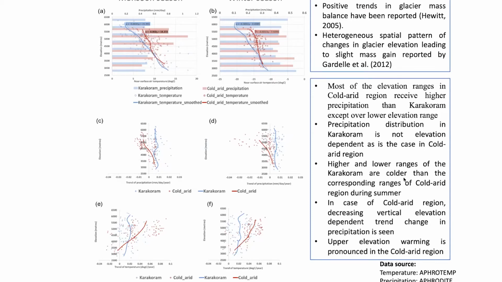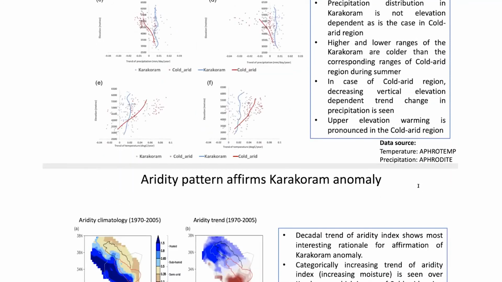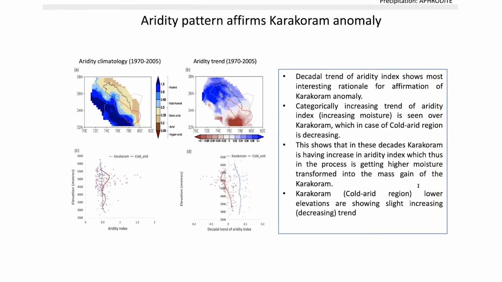And in case of Ladakh in particular, in lower elevation, we find that this is the case. And here the aridity pattern affirms the Karakoram anomaly. If you look at this aridity climatology and aridity trend per se, Karakoram is getting more arid as compared to Ladakh. The rate of trend in the second figure, you distinctly will see blue color, shows the aridity trend from the last 35 years over Karakoram. It shows the affirmation of Karakoram.